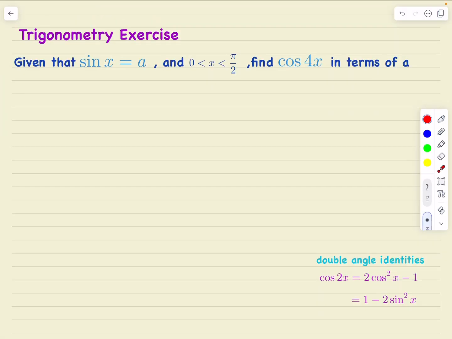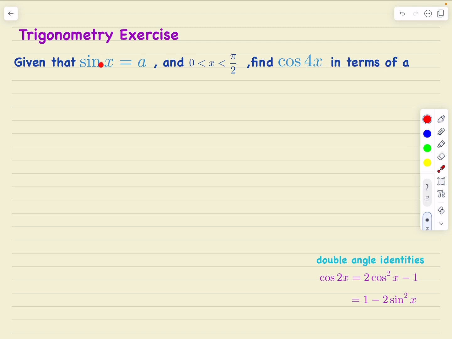Hello everyone! In this video we're going to be solving this trigonometric exercise. Here we are given that sine of the angle x equals a. We need to find cosine of the angle 4x in terms of a.